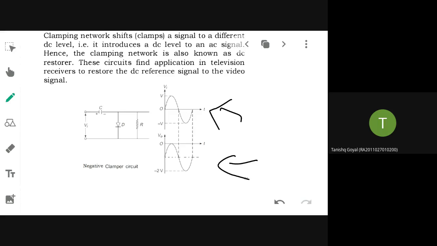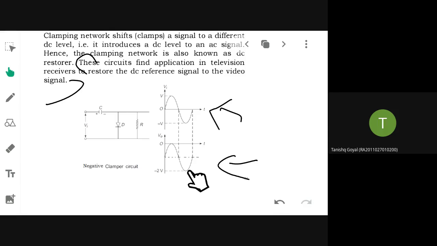And what are the applications? Some applications are also specified, no? Where are you going to use a clamper? What are the various applications listed here? Television. In a television receiver you will be adding some DC reference signal to the video signal. In these applications you need a clamping network. For that purpose you are learning this circuit.